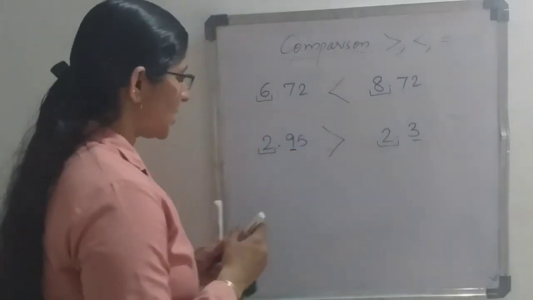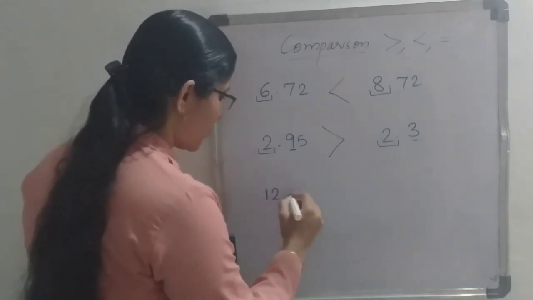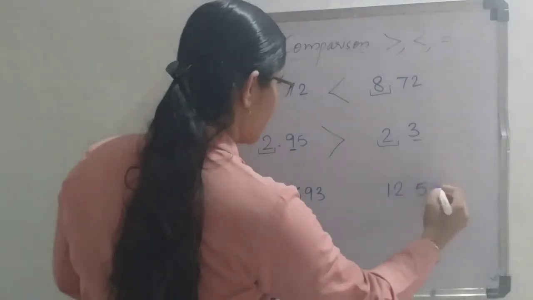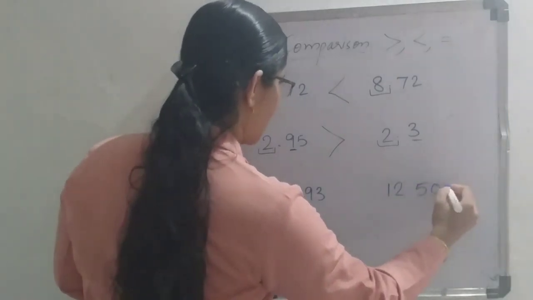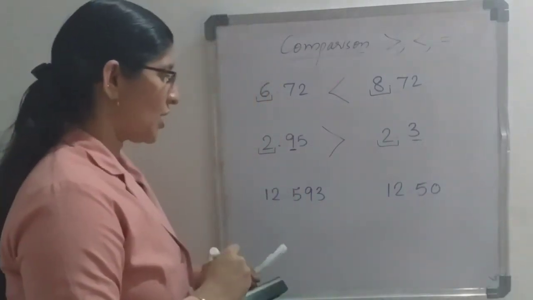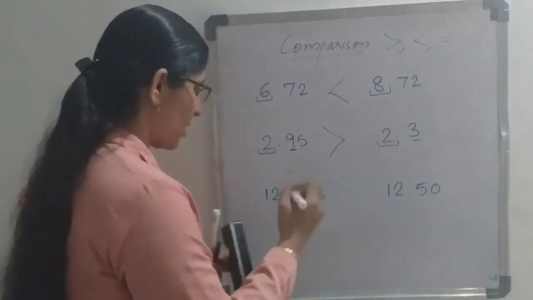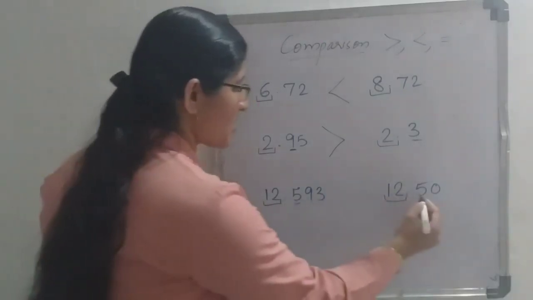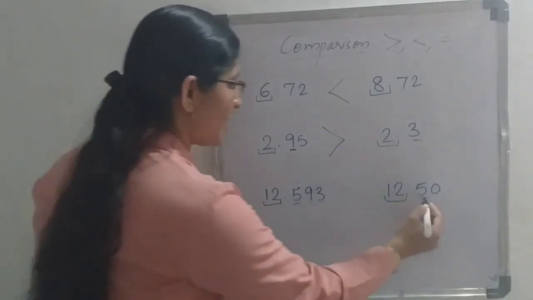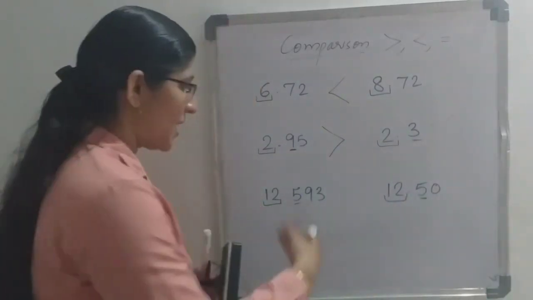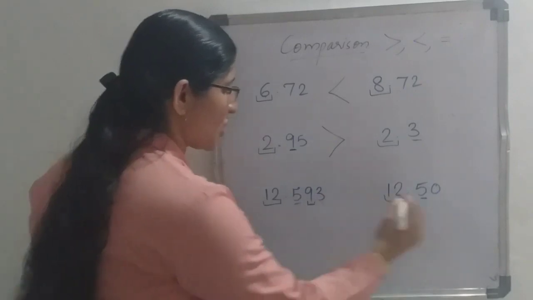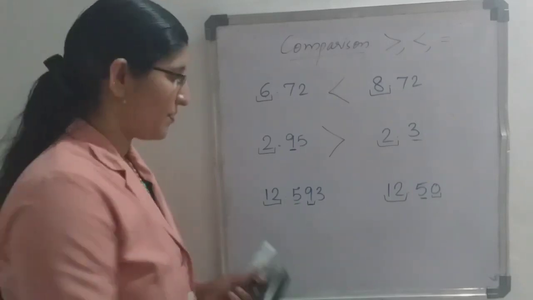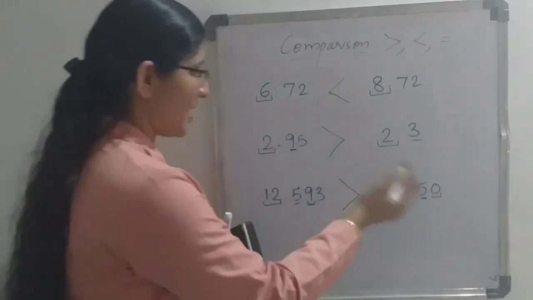Okay. Again, another example. If it is 12.593 and 12.50, how will you compare this one? So listen here. 12 and 12 are the same, equal numbers. Then you have to compare the next one. This is 5, this is 5. That is also the same. Then you look at the hundredths position. Here it is 9, here it is 0. So which one is greater? Yes, normally 9 is greater than 0.